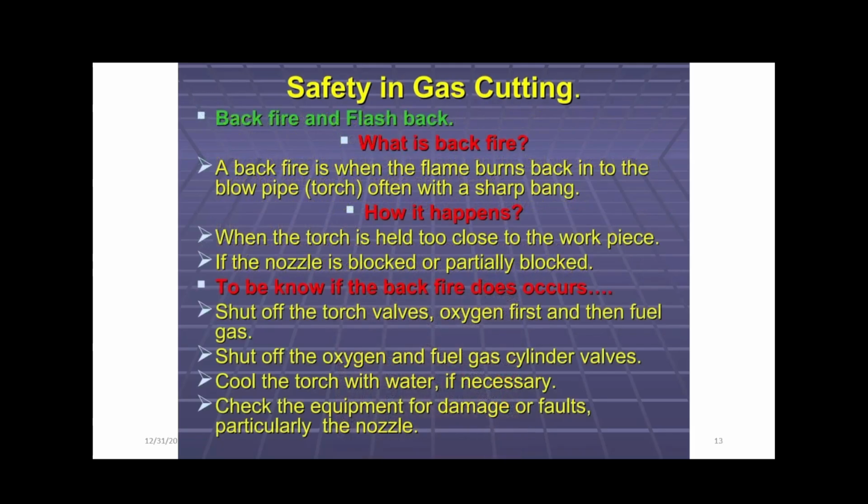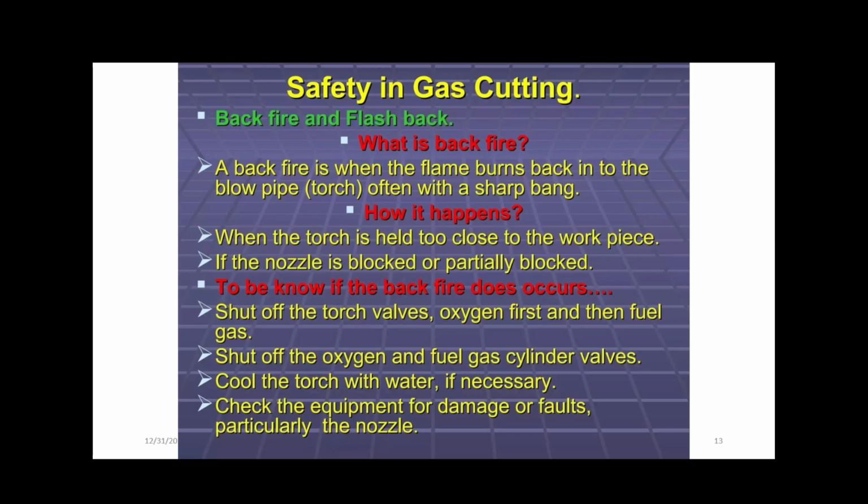Now, backfire and flashback. What is a backfire? A backfire is when the flame burns back into the blowpipe torch, often with a sharp bang. So how does it happen? When the torch is held too close to the workpiece, or if the nozzle is blocked or partially blocked. To be known, if a backfire does occur, what should you do?